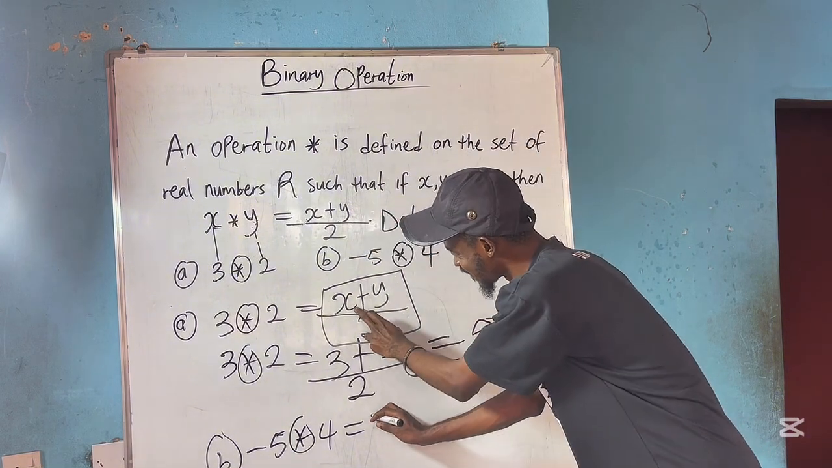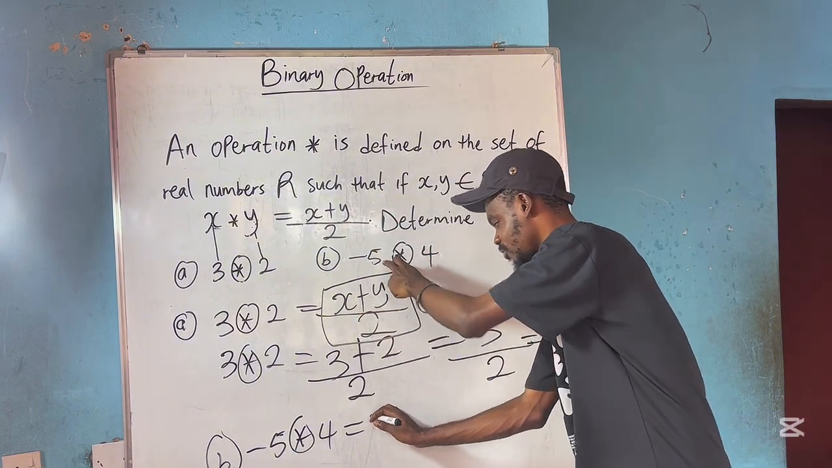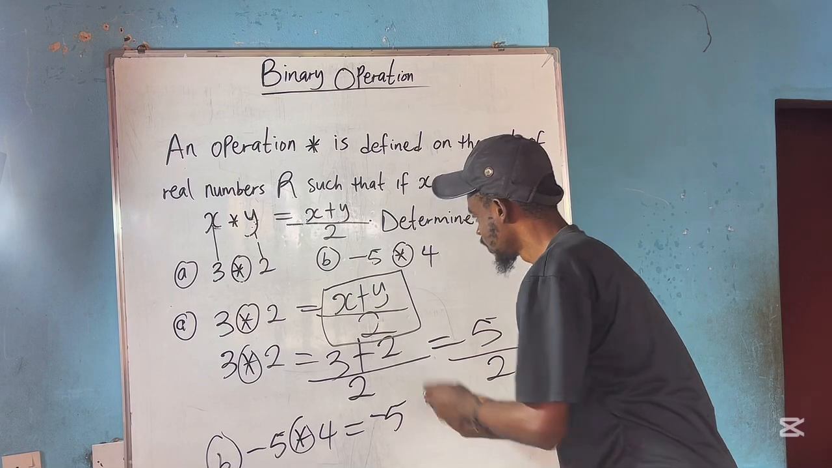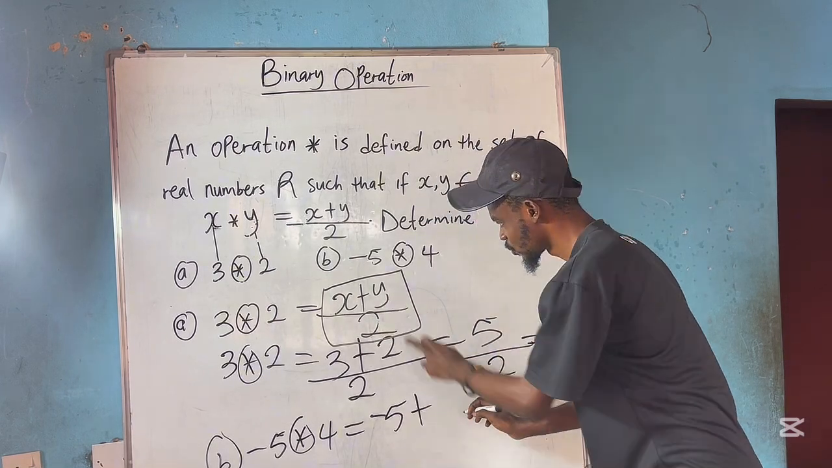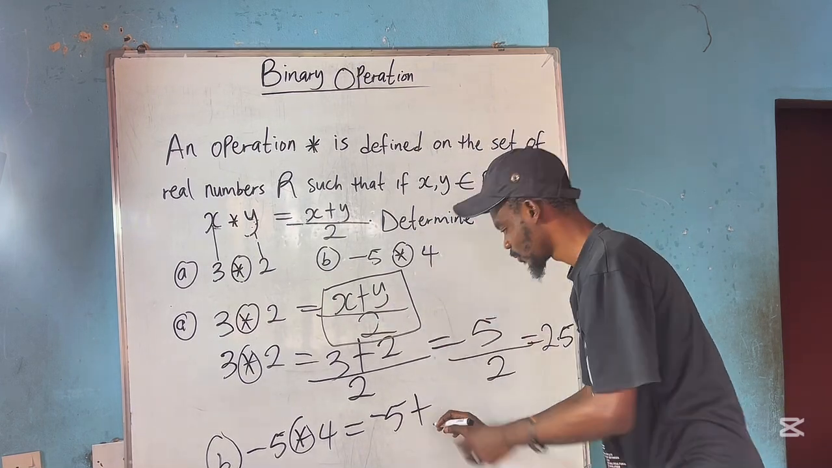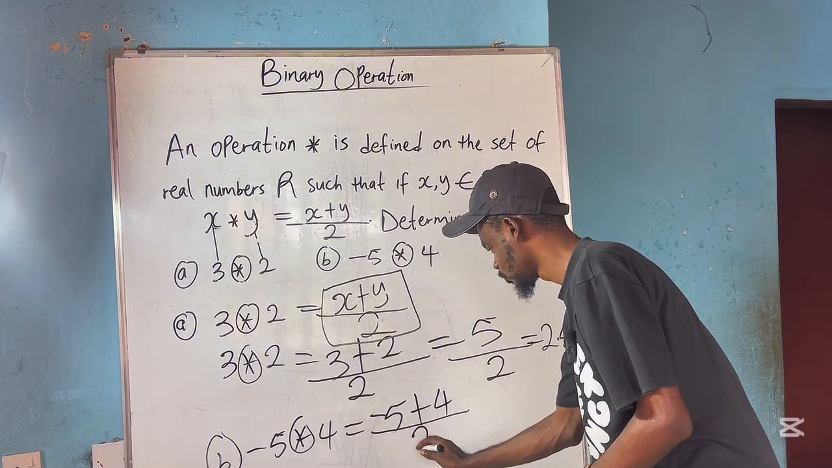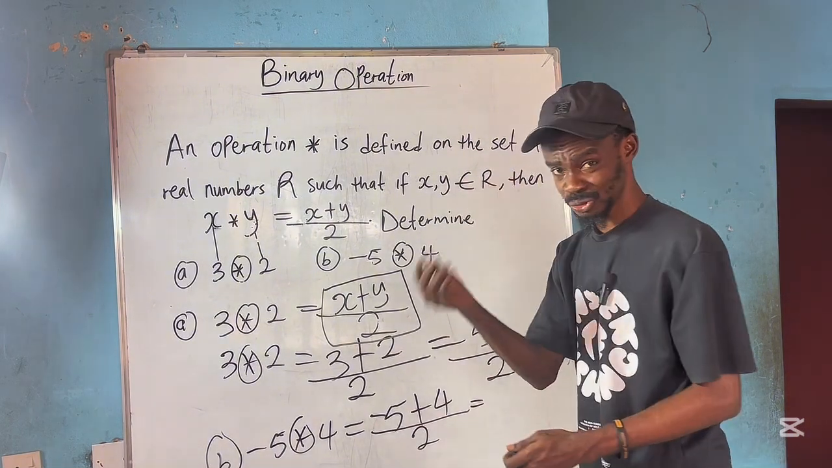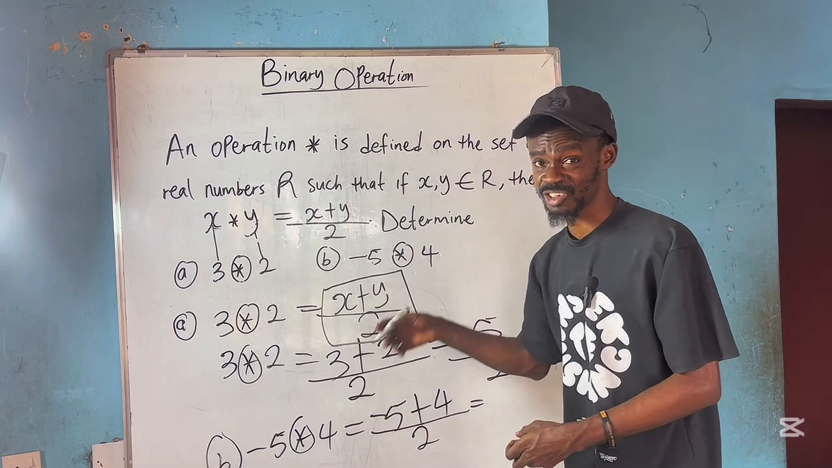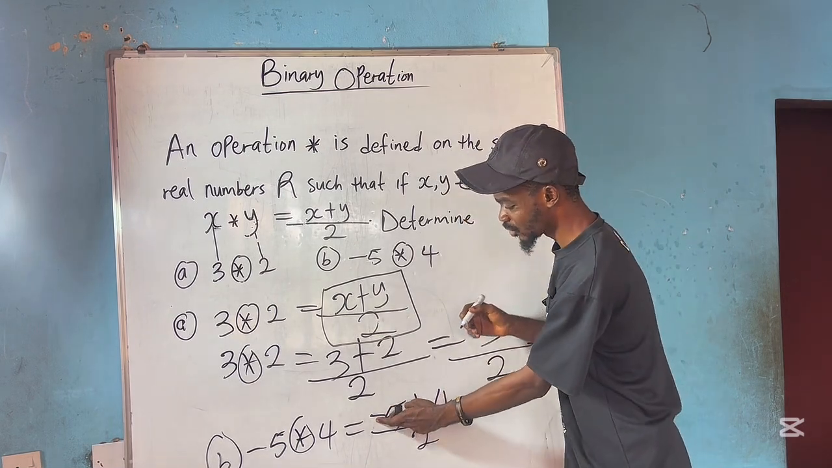So we have that x now, which is the first one, is minus 5 plus y is now 4 all over 2. This will give us, let me show you in case you don't know how to get minus 5 plus 4. See, minus is 5.